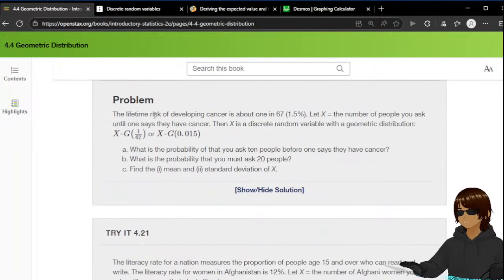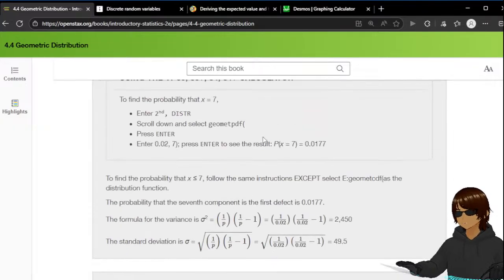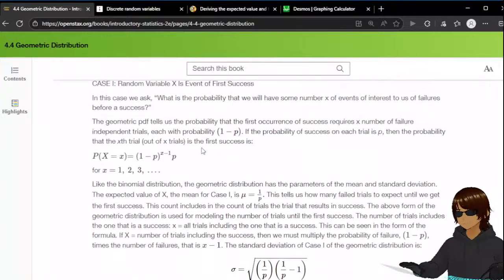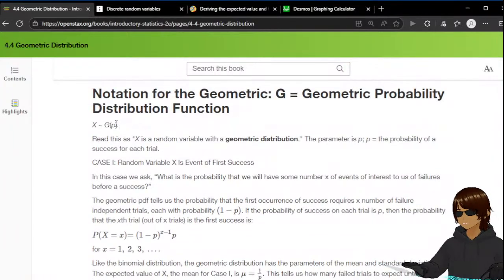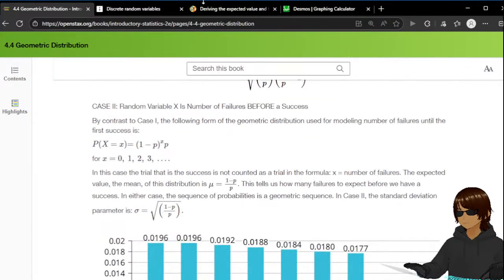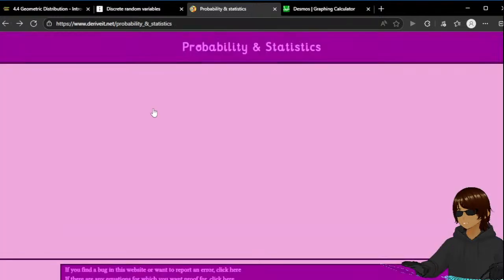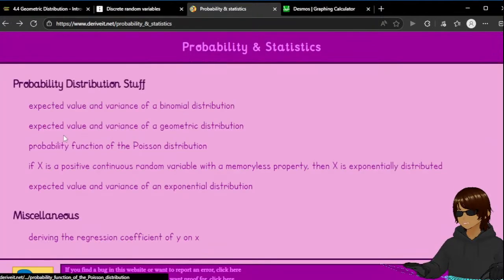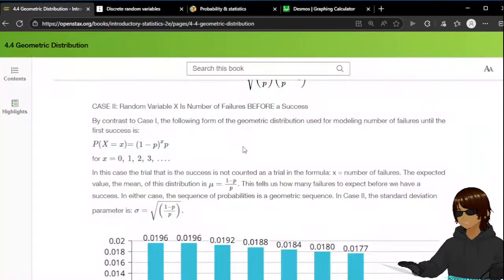The lifetime risk of developing cancer is about 1 in 67. Let X be the number of people you ask until one says they have cancer. X is a discrete random variable with a geometric distribution. So we define geometric distribution like this, right? But is this case 1 or case 2? Also, I need to write the expected value and variance for case 2 as well.